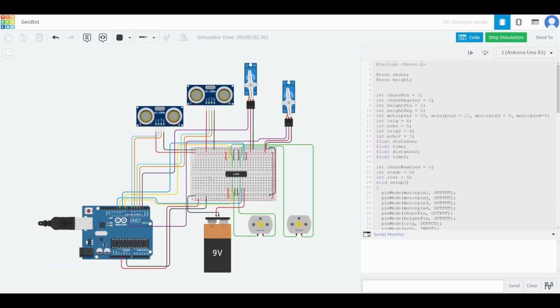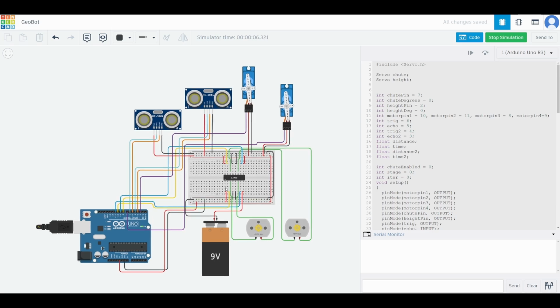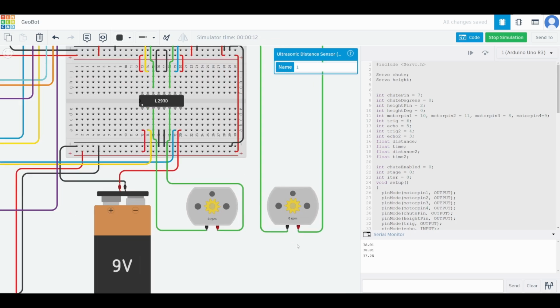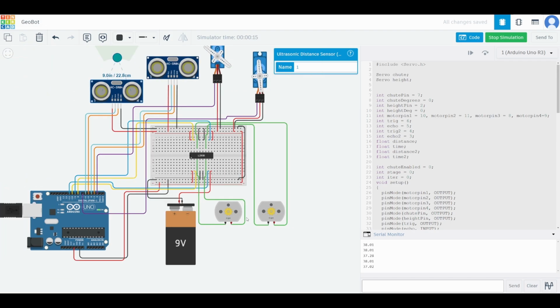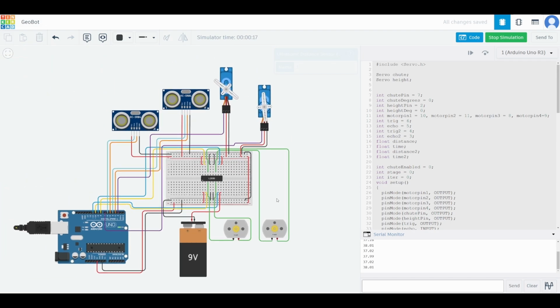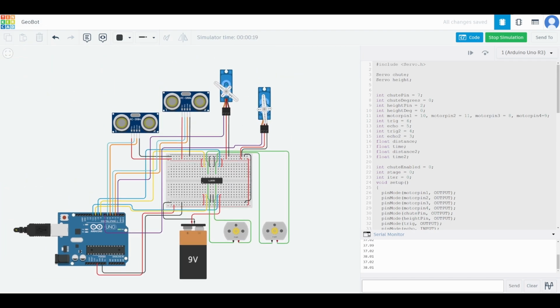So it'll keep on moving forward until it finds an object in front of it, in which case I am checking whether the object is about 10 inches away. So once that object goes to about 10 inches, the motors will stop. So as you can see here, 0 RPM for both. And then this servo goes to 50 degrees.